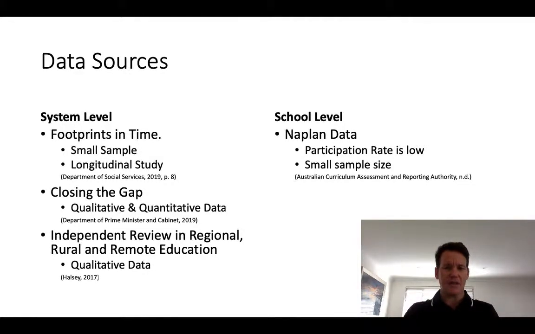Footprints in Time has a relatively small sample size. The study has 1,200 participants. That's 3.2% of 7-year-old Indigenous students in Australia. Footprints in Time is a longitudinal study. This means that the same families are surveyed, which really assists in removing a lot of those variables that need to be controlled for fair quantitative assessment.